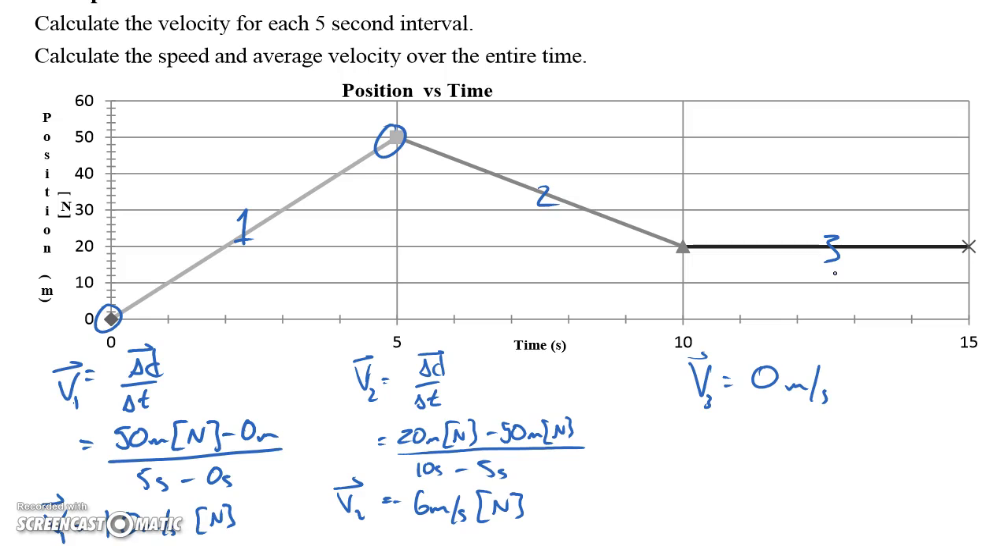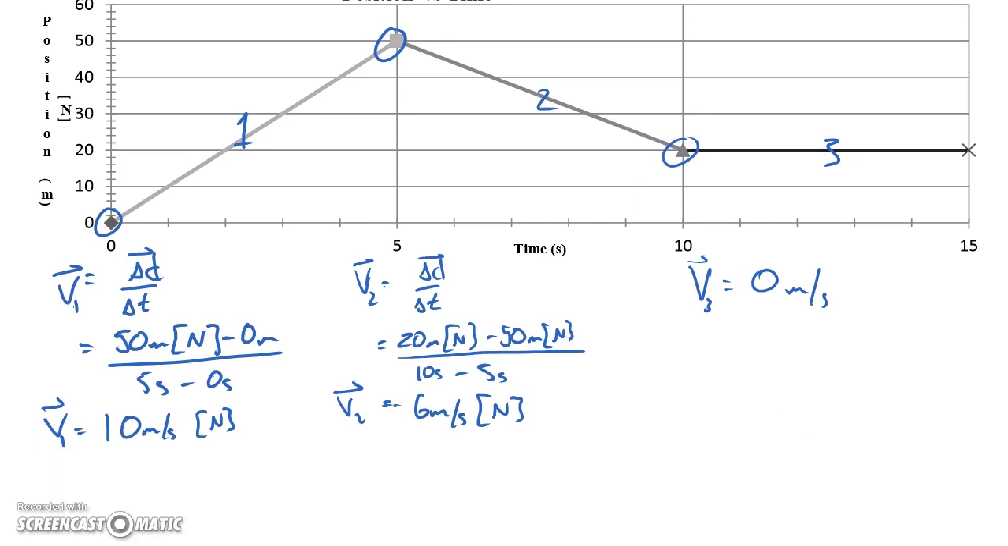For the second one, very similar situation, just pulling the numbers right from the graph, 20 meters north, 50 meters north, and then 10 seconds and 5 seconds. But you'll notice that results in a negative answer. The best way of writing this would be to avoid that negative and switch the direction so that we have 6 meters per second south. And the last one, I didn't even calculate it because I know that a zero slope or a horizontal line is an object at rest, so 0 meters per second velocity. So you don't have to calculate that because that's something that we are assuming to know.